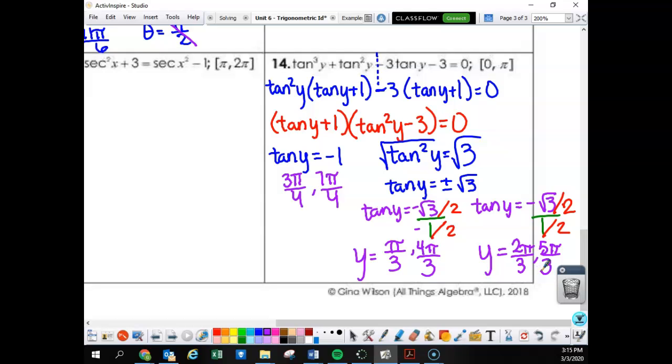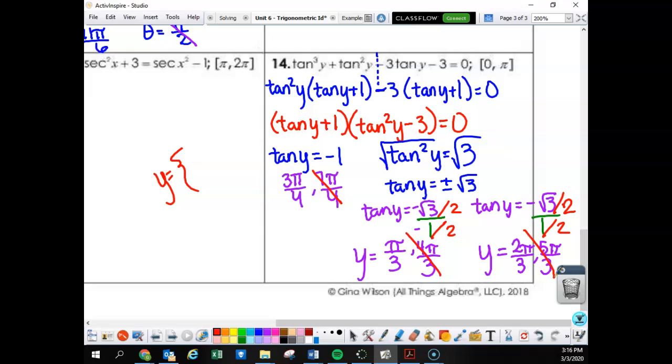Okay, so I have 6 possible solutions, but they just want me to worry about the top half from 0 to pi, right? So then I'm going to come off over here to write my solutions. I'm going to go one by one. So 3 pi over 4, it is in the top half. Okay, good. 7 pi over 4 is not. It's in quadrant 4. Pi over 3 is in quadrant 1, so that's good. 4 pi over 3 is not. It's in quadrant 3, so that's not good. 2 pi over 3 is in quadrant 2, and then 5 pi over 3 is in quadrant 4, so that one's not good. So I have 3 solutions.